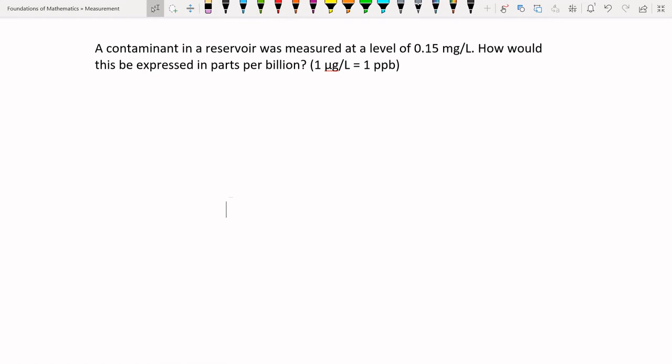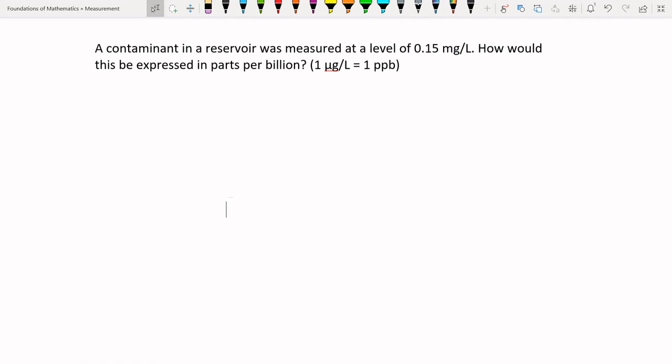Okay, we have a contaminant in the reservoir that's measured at 0.15 milligrams per liter. How would this be expressed in parts per billion? Parts per billion, also parts per million, is a common way of measuring contaminants or distribution in gases, because especially with gas, there's such a small amount in the gas. They use a small unit of measurement, parts per billion or parts per million, to get it so that the units are actually usable rather than 0.0000563. It'd be just like 5.63. Much easier to work with.